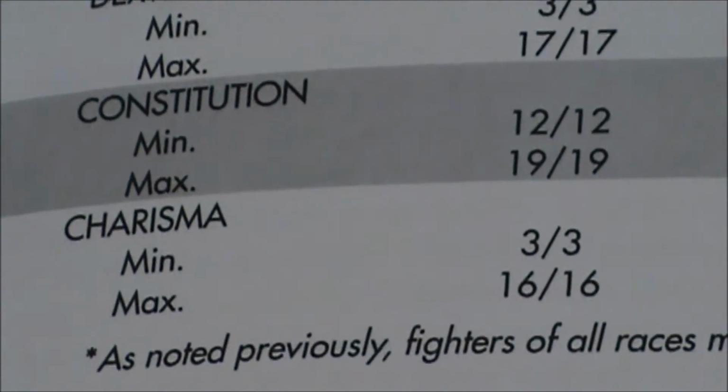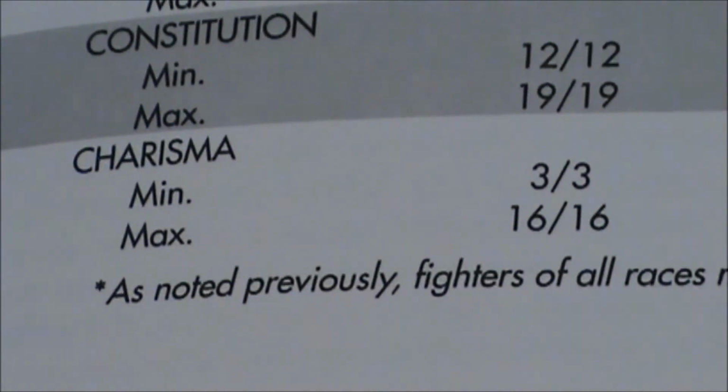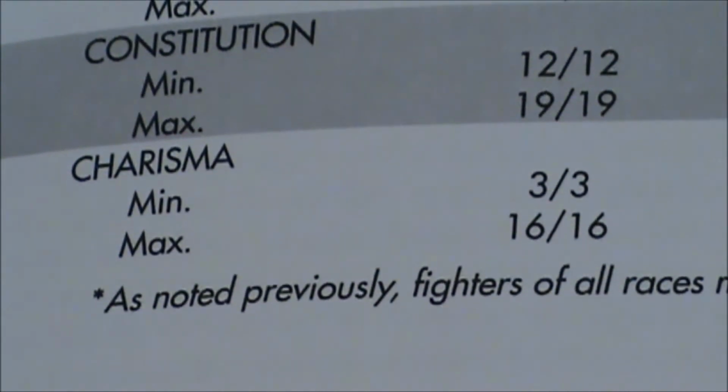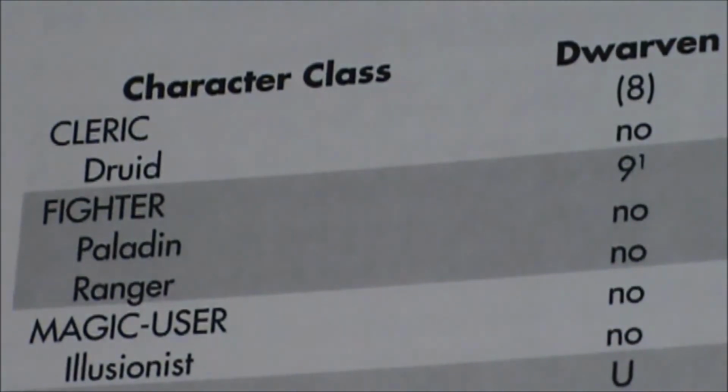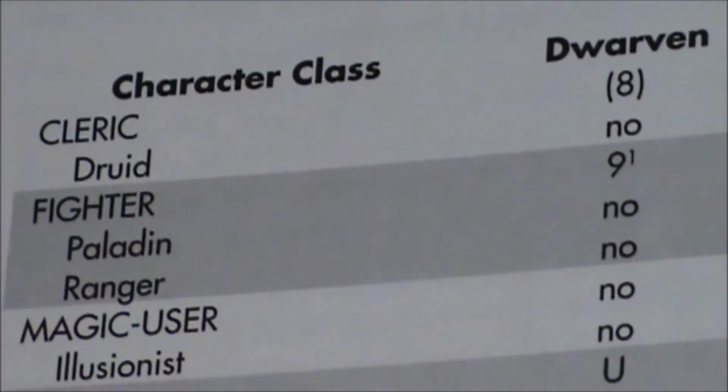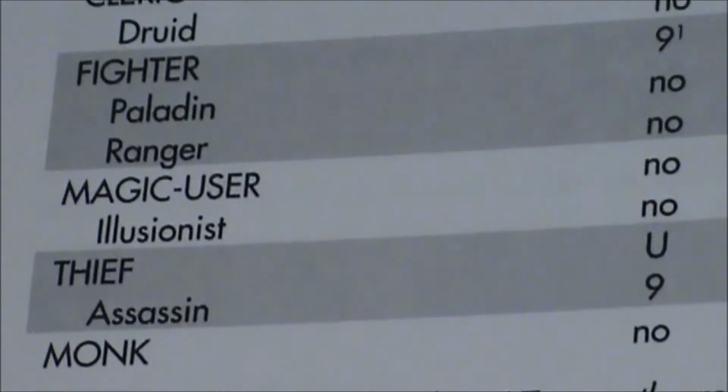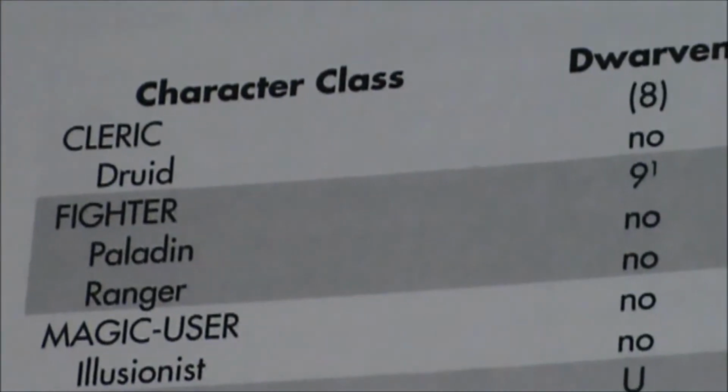Charisma, well, they can go as low as you can go at 3, but they can't have a charisma over 16. So when you're choosing your race, you look over your ability scores, make the adjustments, and it has to fall within these ranges. Well, a dwarf could be, well, you find out here in this list what kind of class, and I'm going to be going over the classes.